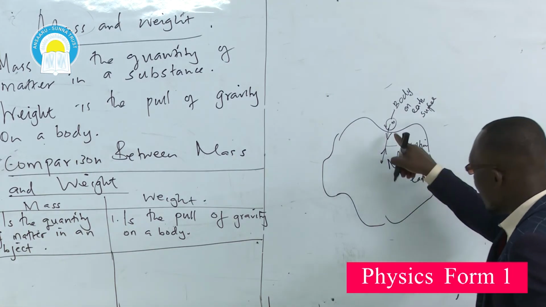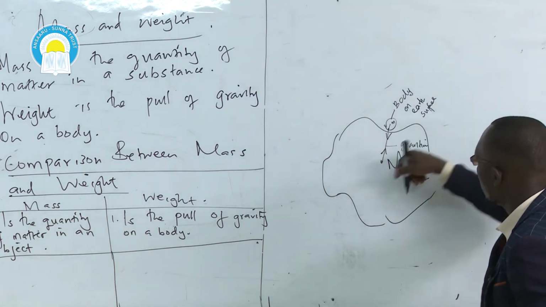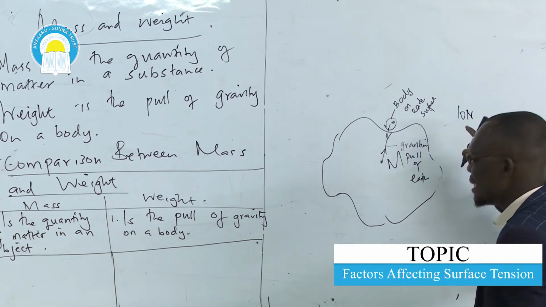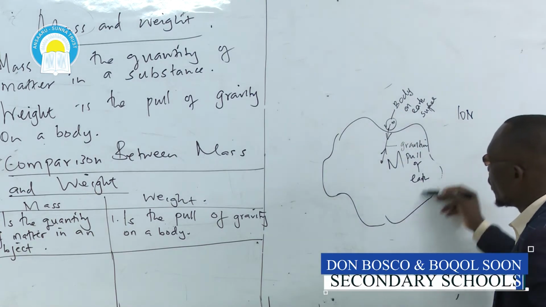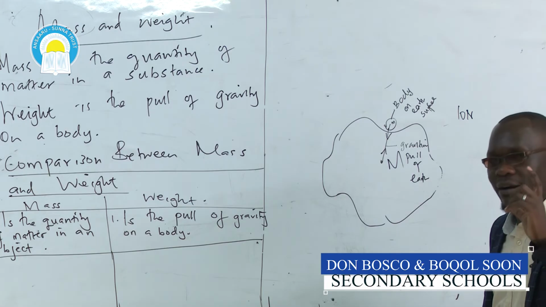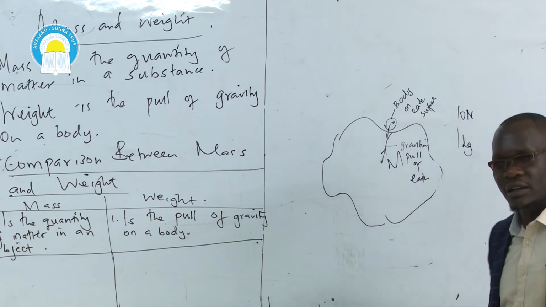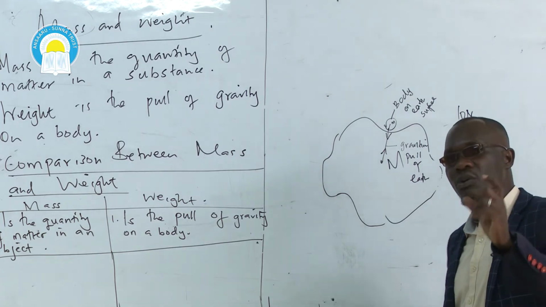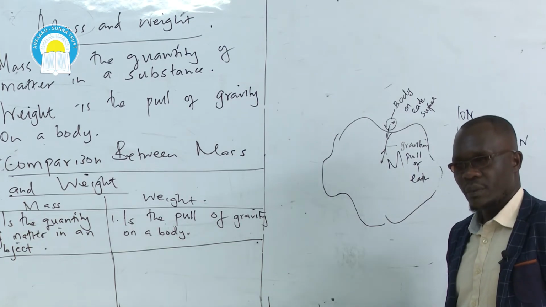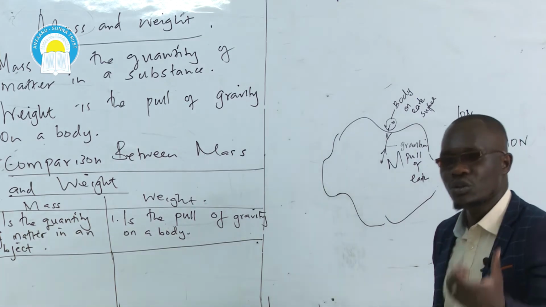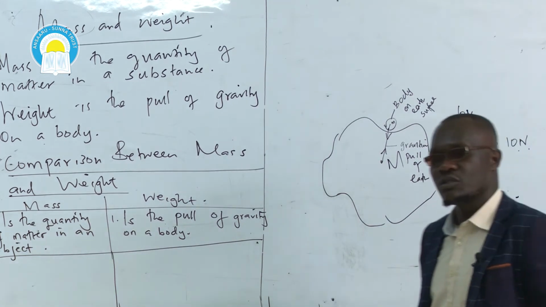Now, any kilogram of an object on the Earth's surface is pulled by a force of approximately 10 newtons. Student, get this one very clearly. Any object whose mass is 1 kilogram on the Earth's surface or near the Earth's surface is pulled by a force of approximately 10 newtons, as long as that body is of mass 1 kilogram.